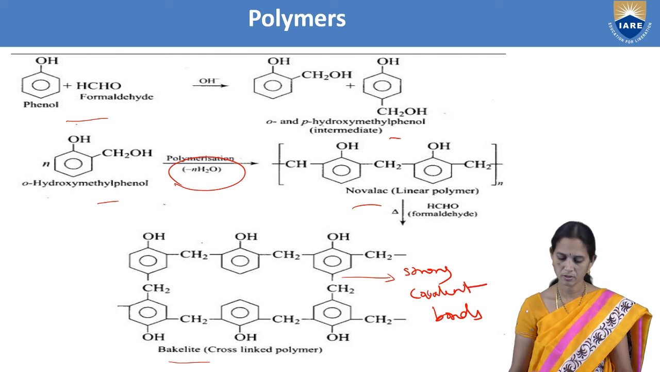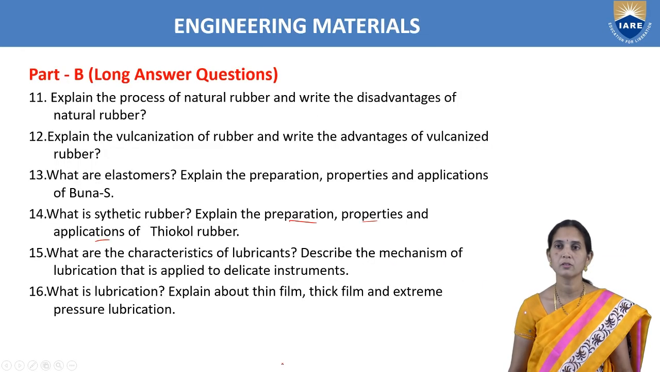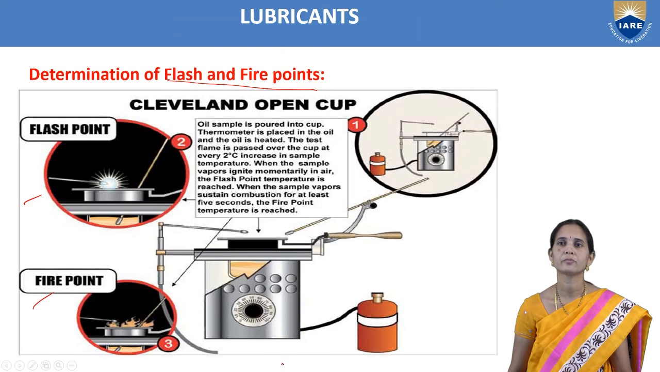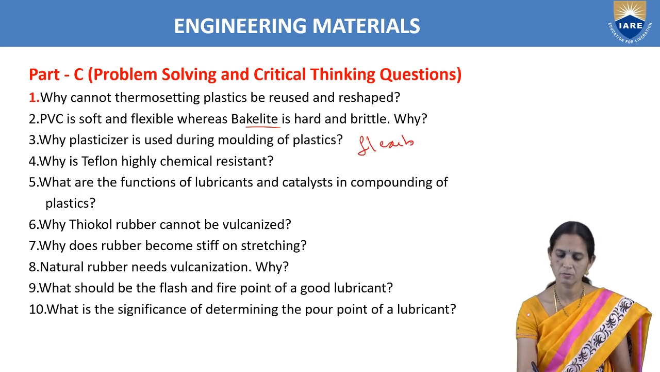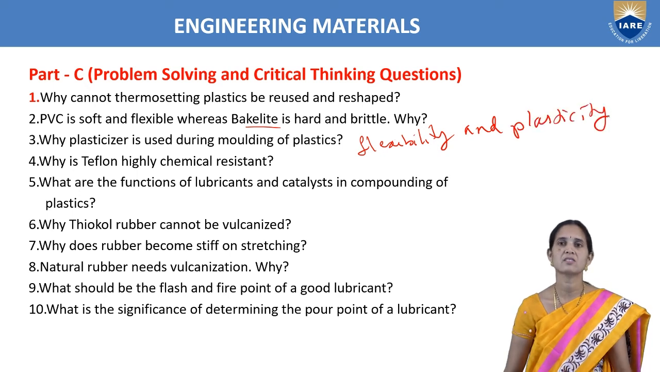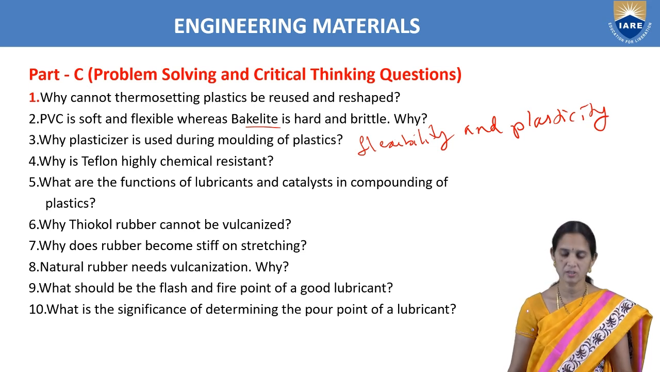Strong covalent bonds are formed. Cross-linked structure, so it will be hard. It is a hard polymer. Bakelite is hard. Why is a plasticizer used during molding of plastics? To increase flexibility and plasticity. We are using plasticizers.